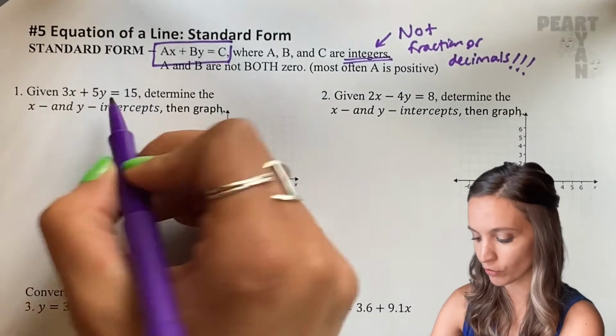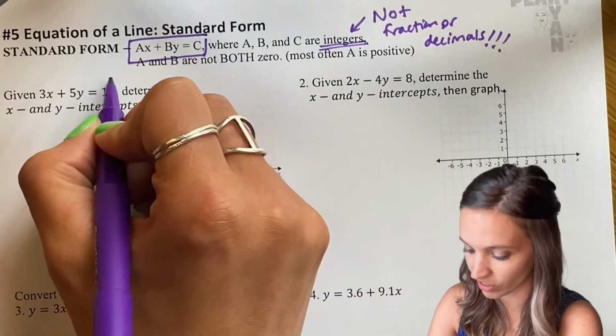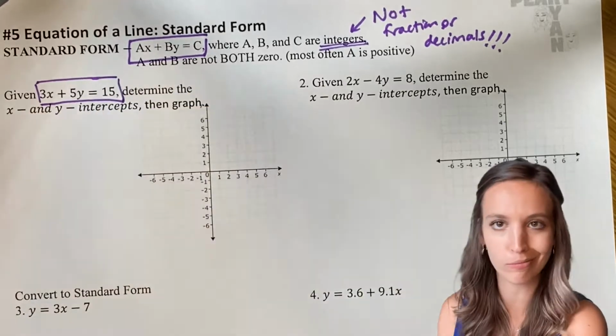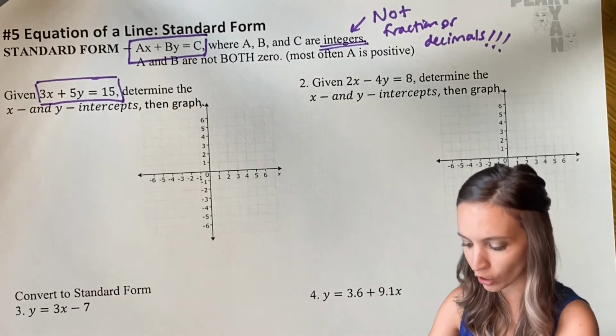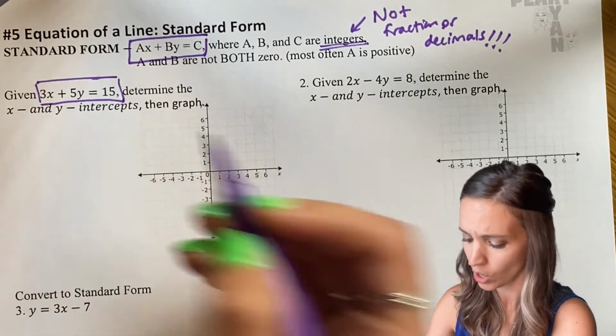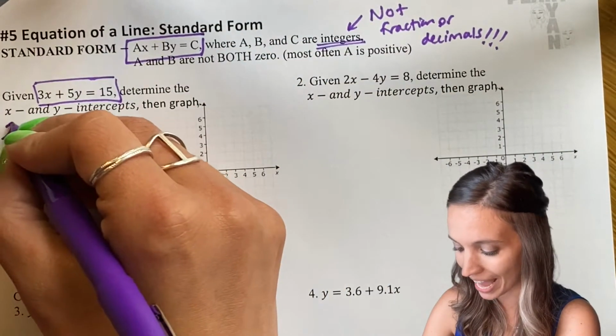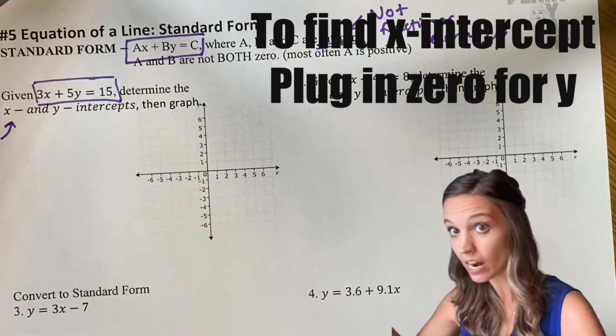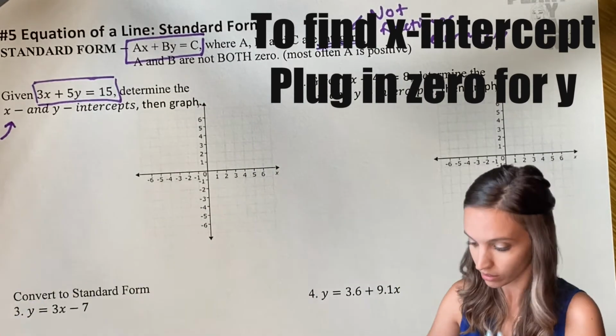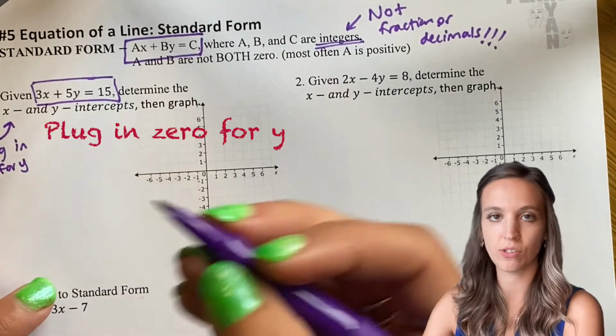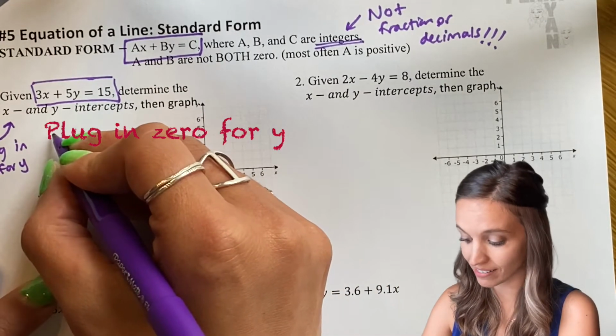Okay, so we've got this first one here, 3x plus 5y equals 15, and we're going to see why we would even want something in standard form. So it asks for us to determine our x and y intercepts. Well, x and y intercepts, that's where we're going to cross the x and y axis. So if I want to find my x intercept, I'm going to set y to 0 because that's when I'm on the x-axis. Okay, so let's plug in 0 for y to find our x-intercept.